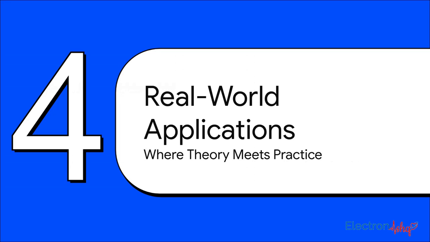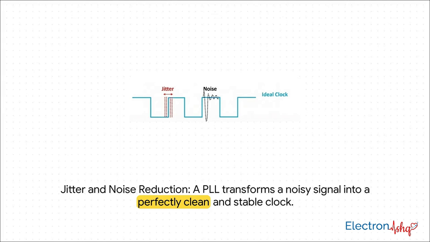So that's all the theory. Pretty cool, right? Now let's get to the fun part and see where these little circuits are doing some serious heavy lifting out in the real world. One of the absolute biggest uses is for jitter and noise reduction. You can feed a really messy, unstable clock signal, one with all sorts of phase variations, which we call jitter, and random noise, into a PLL, and what comes out the other side is a perfectly clean, stable, ideal clock signal. It's just an incredible signal conditioner.